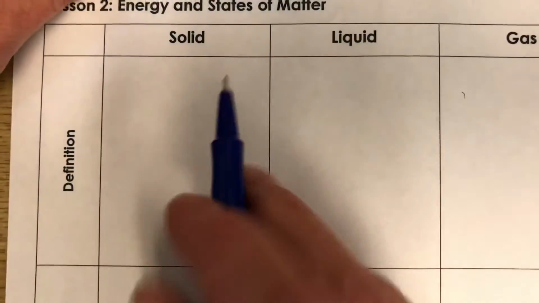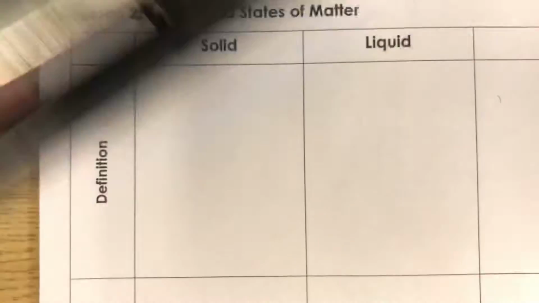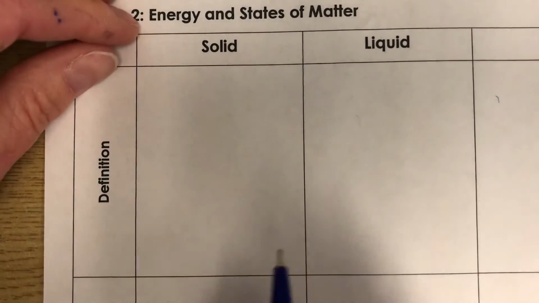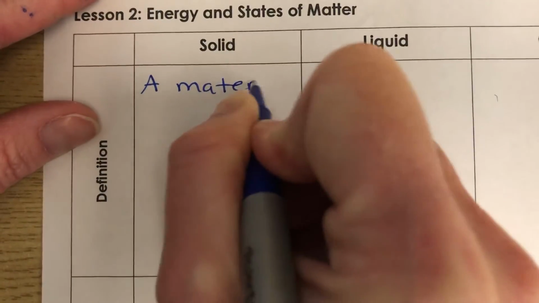All right, so first off, the definition of a solid. Okay, like I have a stapler right here, right? This is a solid. A solid is a material that has definite shape and volume.